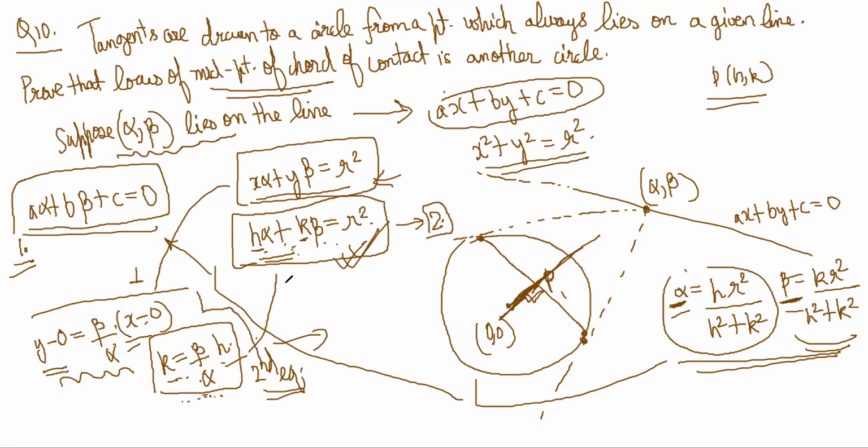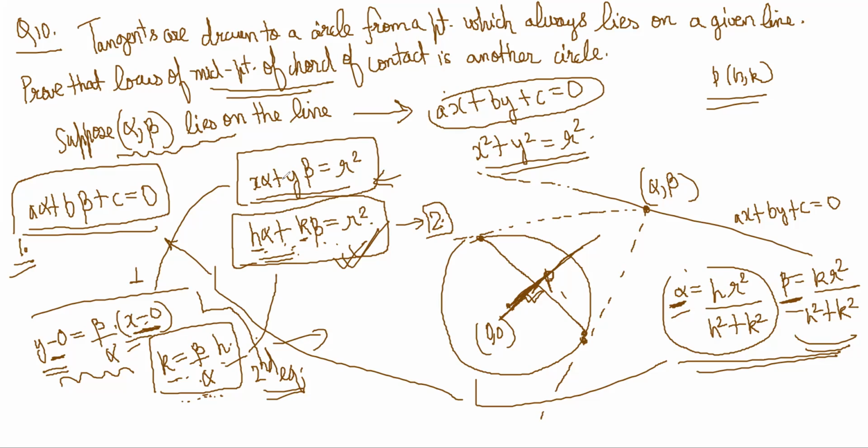So how will we do that? We have one fact: the midpoint of the chord of contact, you can join it to the center. That line should be perpendicular to the chord of contact, right? Correct. The line joining the center to the midpoint of the chord of contact should be perpendicular to it. That is the property. So what we are using here is y minus 0, a line through the origin, and the slope of that line is beta by alpha, because the slope of the chord of contact is minus alpha by beta.